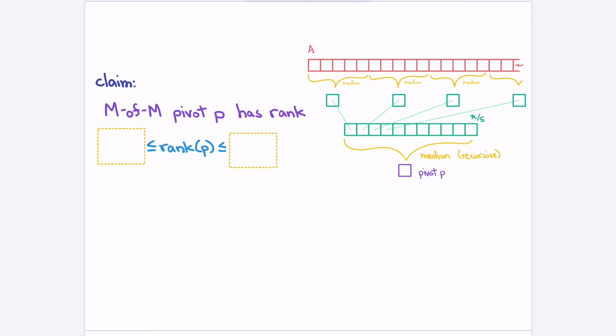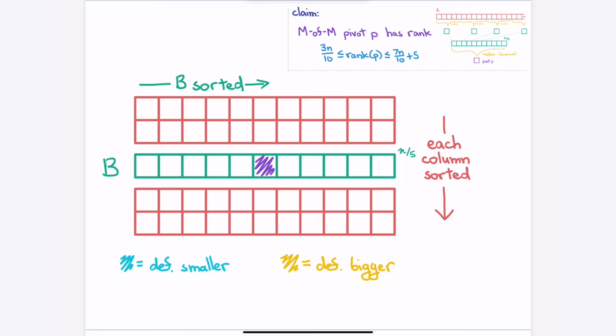So we want to figure out which of these squares are definitely, let's first start with smaller. In this picture, which of these are definitely smaller than the purple? Yeah, top left, like here. So all of this, first, is clearly smaller because they're smaller within the green. And then everything up above is also smaller because we're vertically sorted as well.